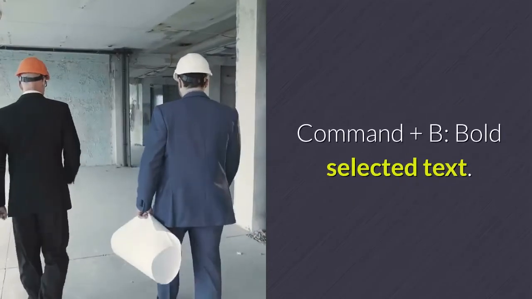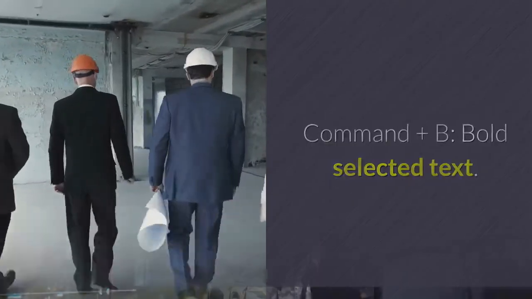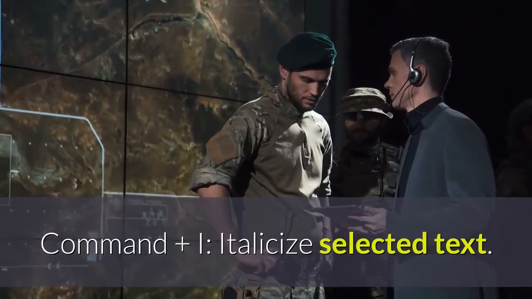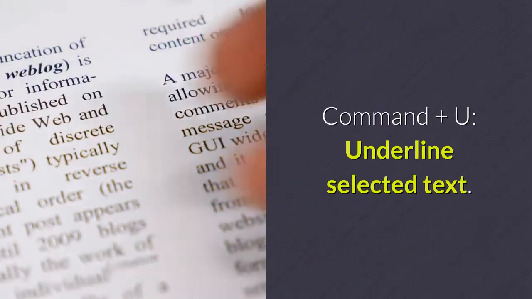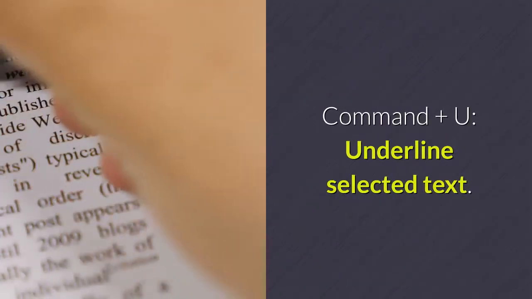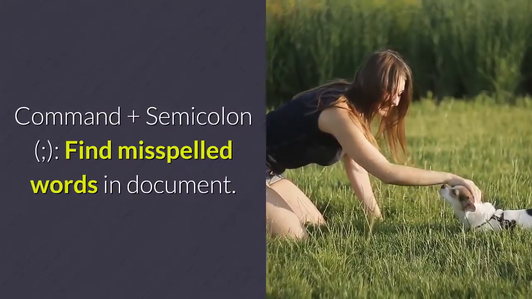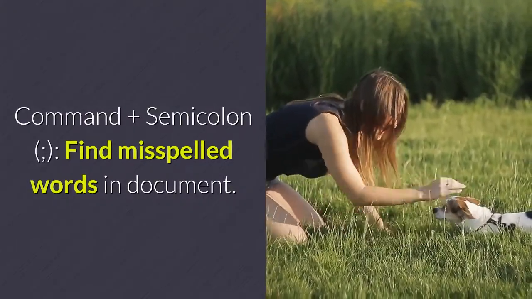Command plus B, bold selected text. Command plus I, italicize selected text. Command plus U, underline selected text. Command plus semicolon, find misspelled words in document.